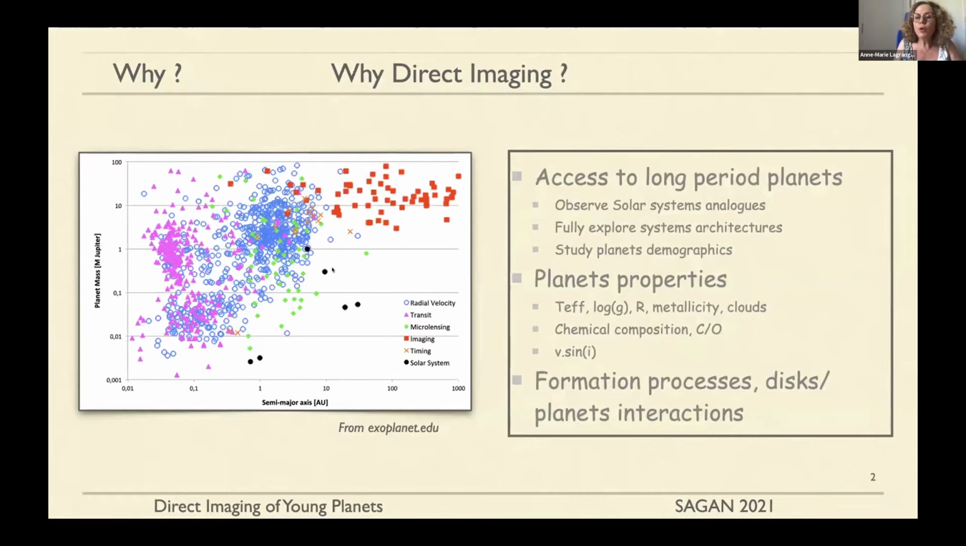We want to fully explore the architectures of the systems, and we want to do planet demographics. Using direct imaging, you can also study the planet properties, effective temperature, gravity. If you add spectroscopy, you will access the chemical composition of the atmosphere, the radial velocity, maybe the rotation period. So a lot of things to do with direct imaging. Of course, it is also an exquisite way to study disk and planet interactions and formation processes, as I will show later.